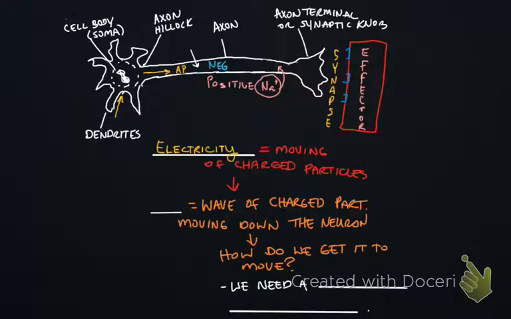Now, the movement is called an action potential, AP for action potential. The wave of charged particles moving down the neuron is an action potential, and we'll talk about this more. So how do we actually get it to move? Well, we need a difference in charge. Okay, so we have to create this difference in charge in order to get this wave.